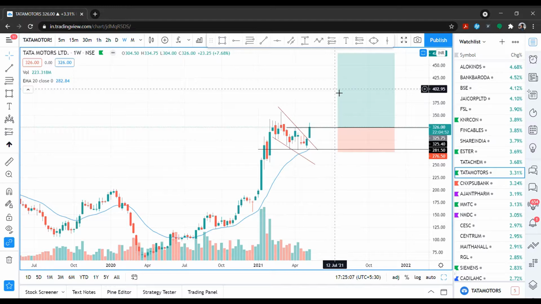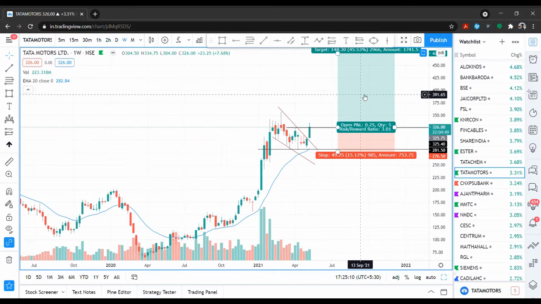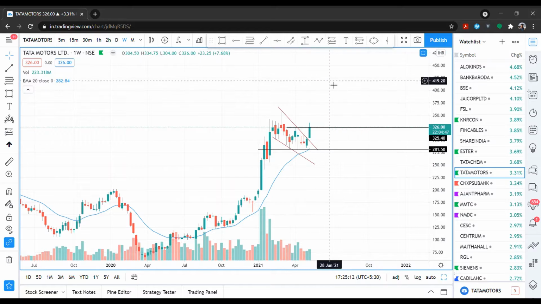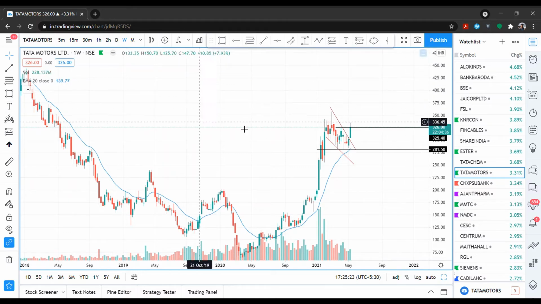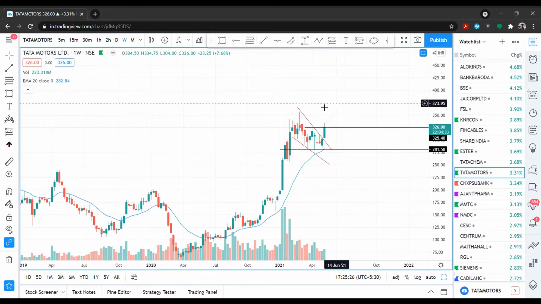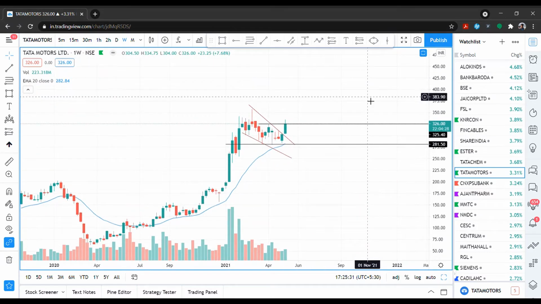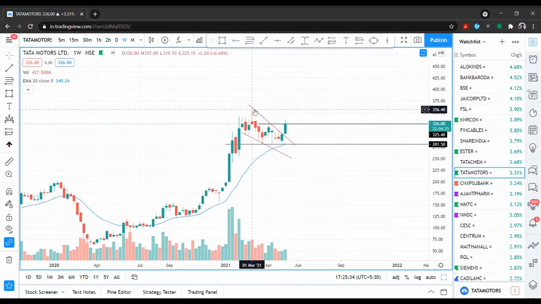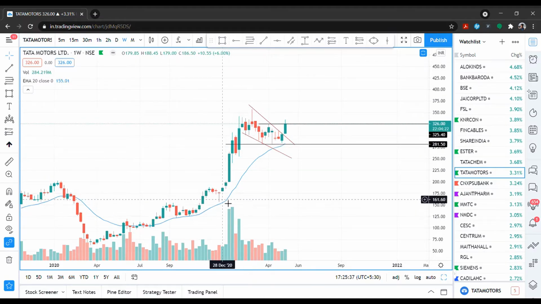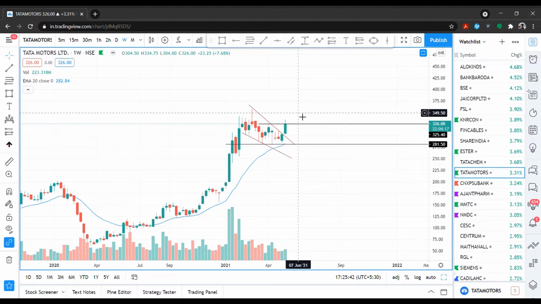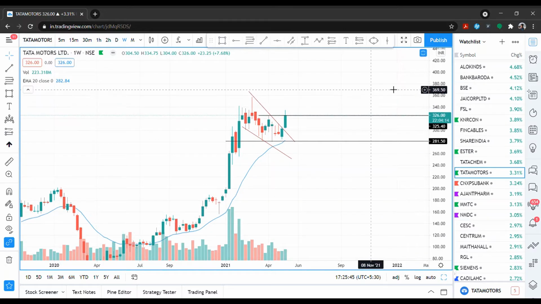First and foremost, if you want to do swing trade, I believe it will be better if you start your analysis in the higher time frame, which is the weekly time frame. So within the weekly time frame, if you see Tata Motors, we have a nice run by the Tata Motors, and there is a pullback. And the pullback, if you see, it is coming right at the 20 EMA, and I believe the 20 EMA will act as a support.